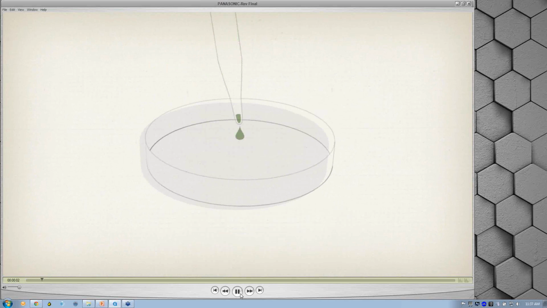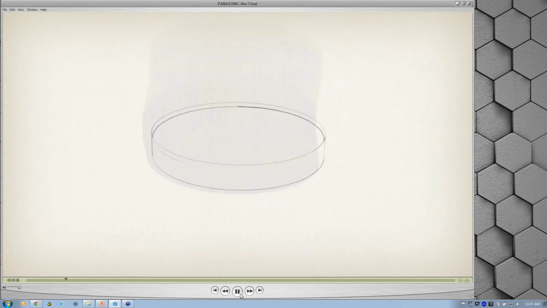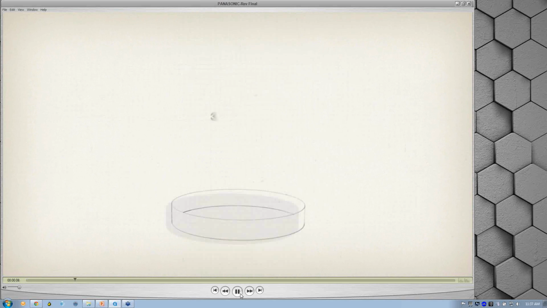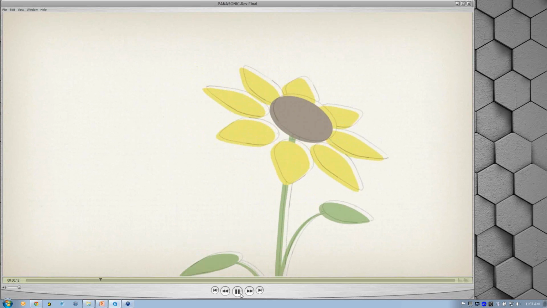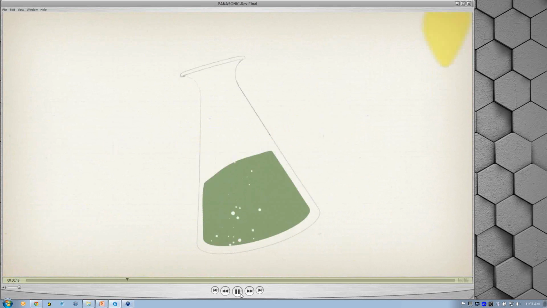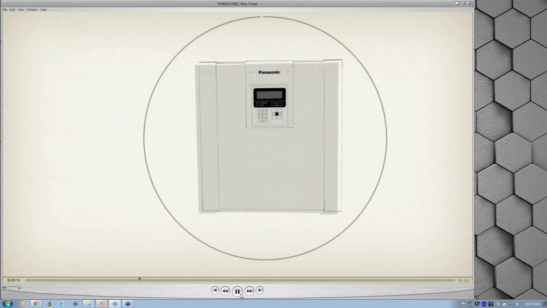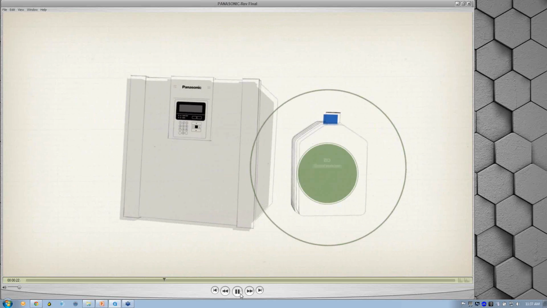Cell culturing is a time-consuming aspect of your research. Imagine culturing over 3 times more in a single cycle, producing higher yields in less time, allowing you to spend more time on the work that really matters. Accelerate your cell growth with the Sterisonic Incubator from Panasonic and Falcon Multiflasks from BD Biosciences.